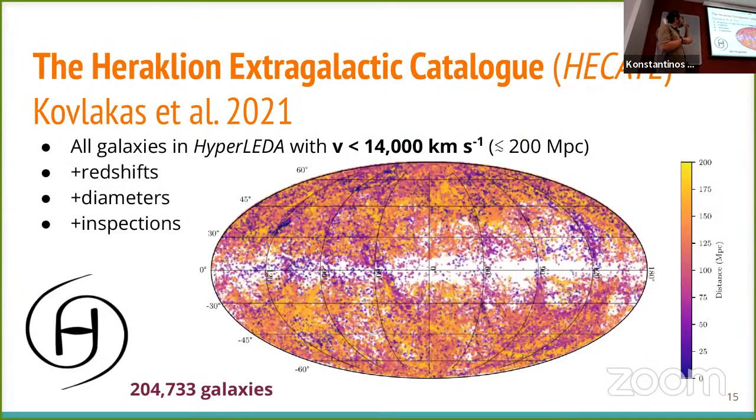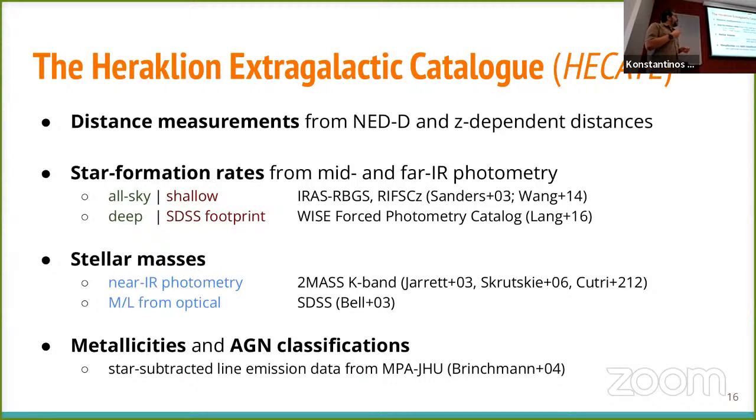So the first part of my PhD was to create, along with collaborators, the Heraclean Extragalactic Catalog, or HECATE, which includes 200,000 galaxies in the local universe. This is mostly from HyperLEDA, so it's most of the galaxies, maybe 99.9% of the galaxies we know in this redshift area is in the catalog. And we got a lot of information from various catalogs, like photometry, and we measured distances, star formation rates, stellar masses, metallicities, and also nuclear activity classifications.